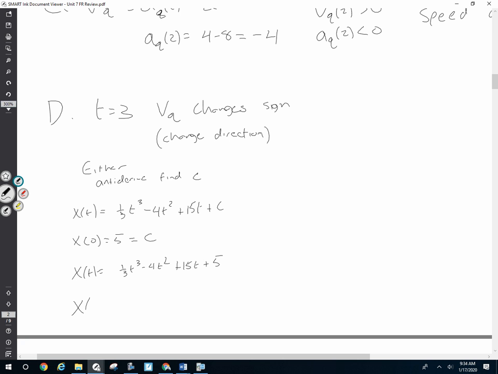And then find x of 3. It's 9 minus 27 plus 45 plus 5. I'm just going to leave it like that. You can leave it like this on your test. If it's a no calculator question, the rest would be simplification. This is a fine answer. You could do the work. 9 minus 27 is negative 18 plus 50, 40, 30, 32.